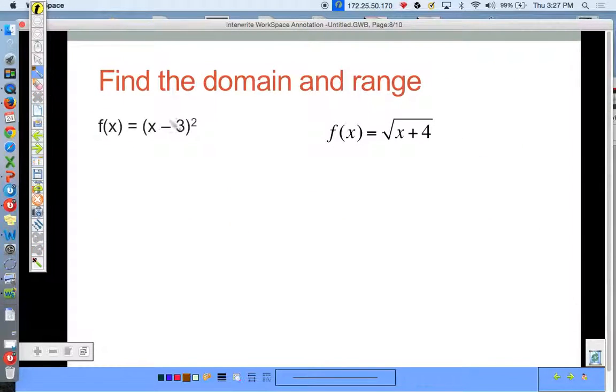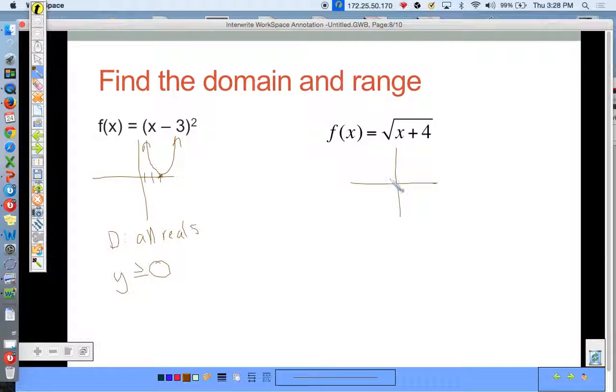Domain and range. I bet we can even do this one without graphing. So it's a parabola, and minus 3 moves it to the right 3. So our parabola looks like this. So our domain, we can plug in any x value, so our domain is all reals. But our y value there starts at the x-axis, so y has to be greater than or equal to 0.